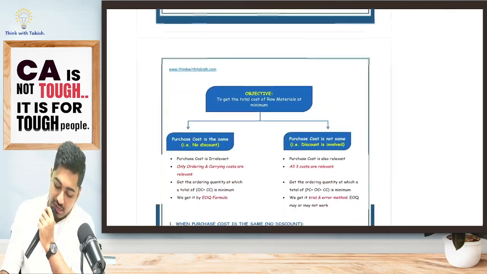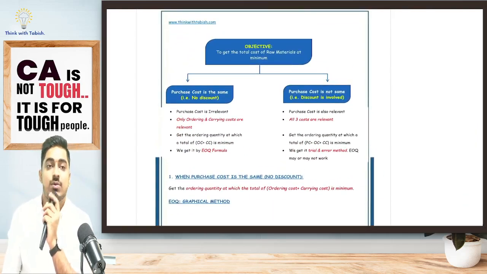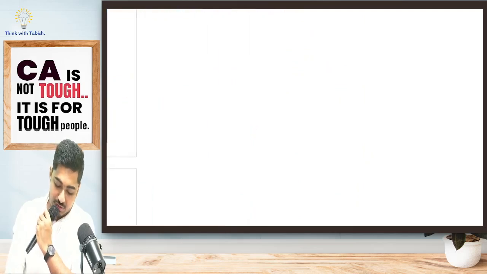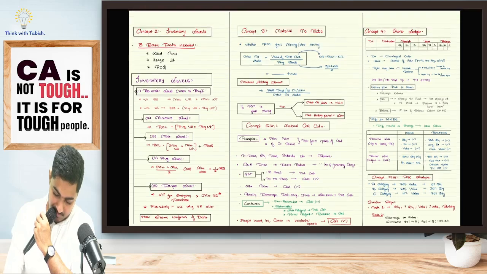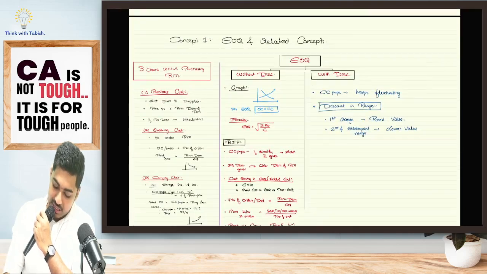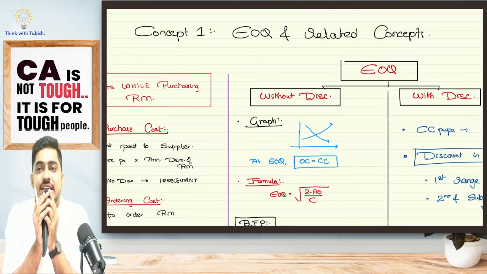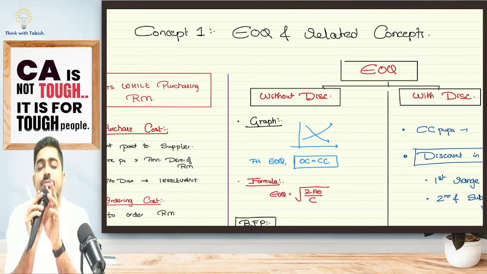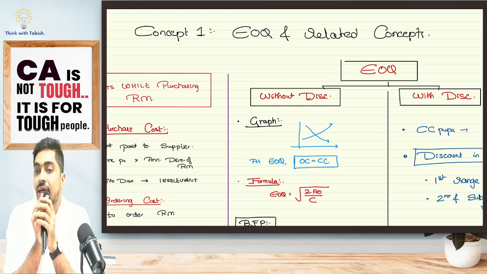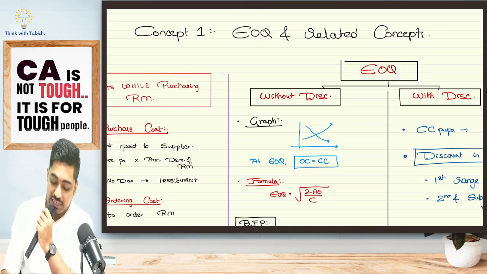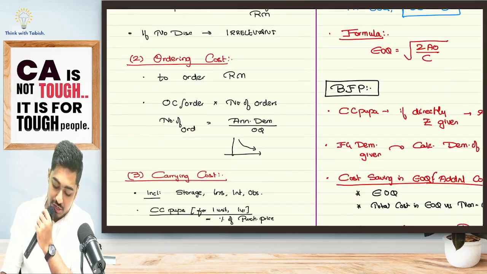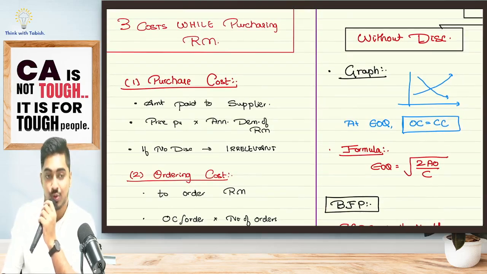Okay, great. Now, till now, whatever we have discussed, let us quickly try revising. Look at this, everyone. Silence. Okay. I am purchasing my raw material. What is my objective? Total cost of raw material should be minimum. What all items are there? Purchase cost, ordering cost, carrying cost. Okay. Purchase cost. What is purchase cost?